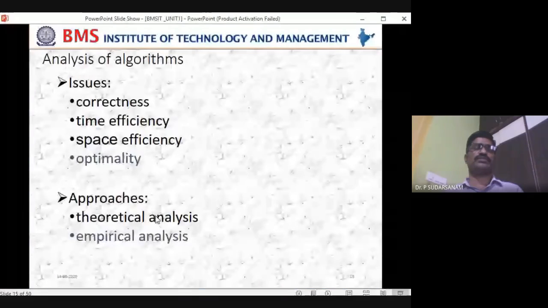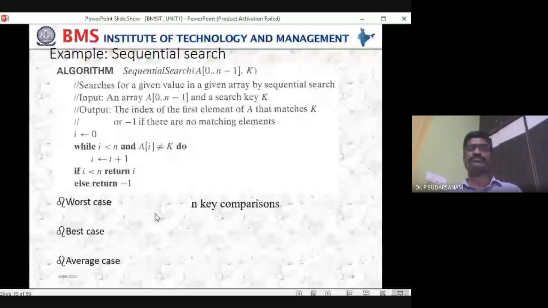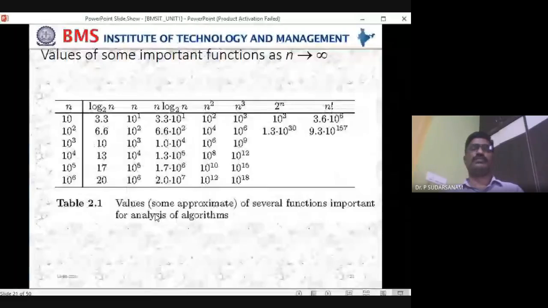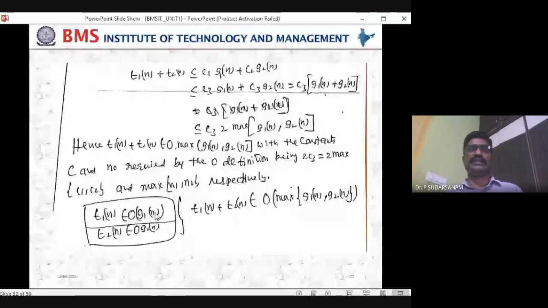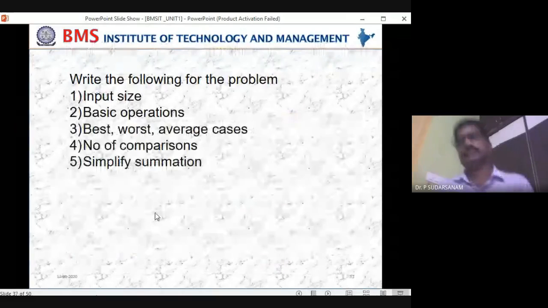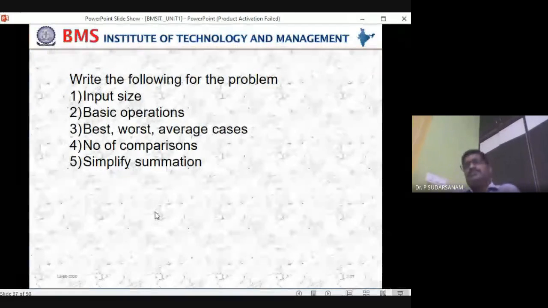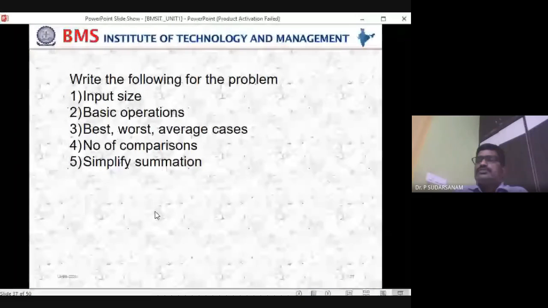So these were the best, worst, and average cases. Sequential search I told you, big O, omega, theta. For that I'll give you notes in detail on how to write the sorting techniques, graph related problems, combinatorial problems, geometric problems, and numerical problems. So this is what the first unit says.